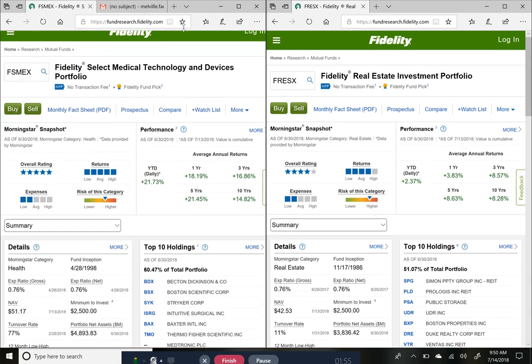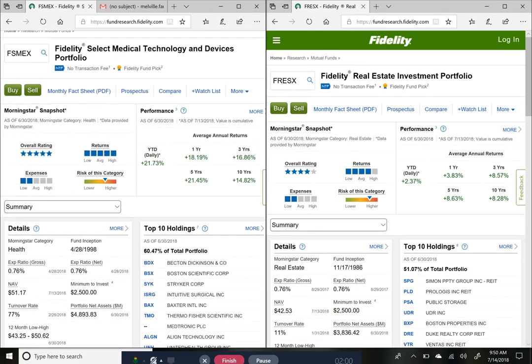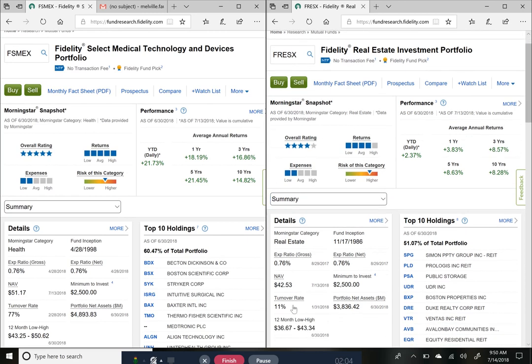So we can see the Select Medical Technology portfolio has a 77% turnover rate versus the Real Estate Investment portfolio, which only has an 11% turnover rate. You can also see that these 2 funds are very much the same in everything else. The overall rating, this fund has a little bit better. But to me, I like a lower turnover rate. I like something that's steady.